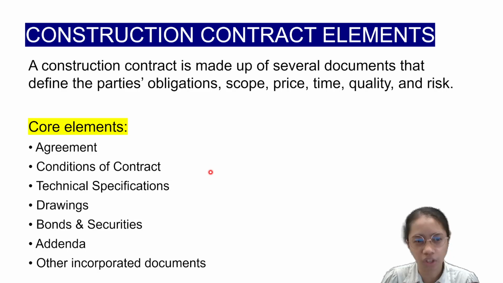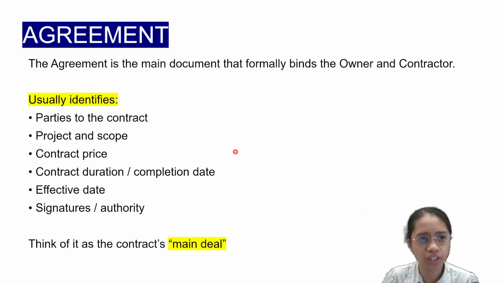Agreement, conditions of the contract divided into general and special, technical specifications, drawings, bonds and securities, addenda, and other incorporated documents. First, the agreement is the main document that formally binds the owner and the contractor, the client or the supplier, or anyone who needs to have an agreement of something.